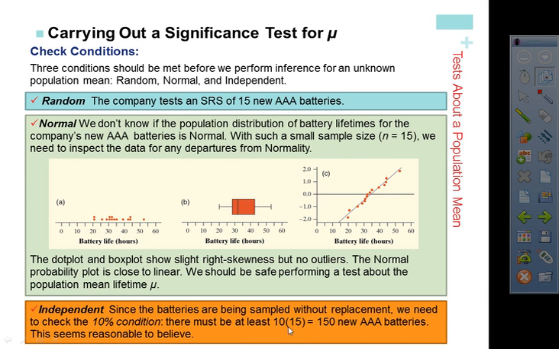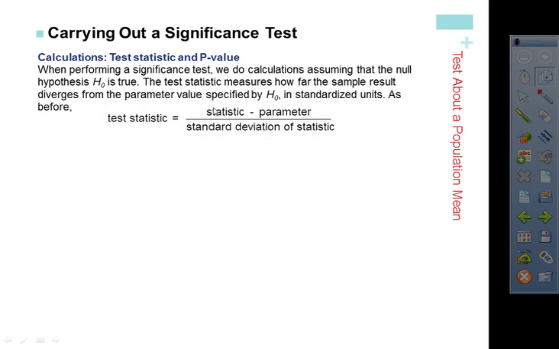Independent, again, they check the independence: 10 times n, so 150 new AAA batteries. It's reasonable to believe that there's more than 150 out there, so we're good. I'm checking our conditions. So here we are.